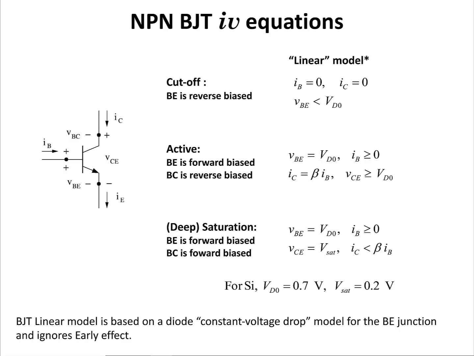Here is a list of current and voltage equations for three modes of operation for an NPN transistor. Bear in mind that we are using a linear model for these IV equations. In reality, the current and voltage equations for a BJT are nonlinear and they have exponential format.